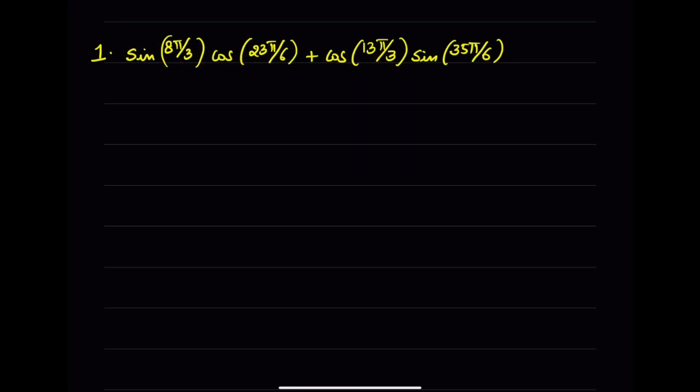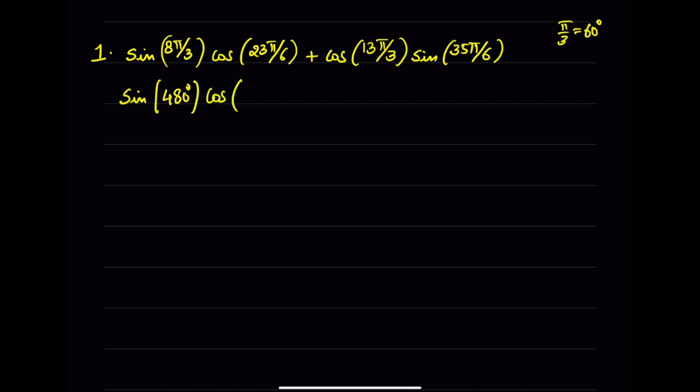Let us solve the first problem. Here let us change these trigonometric ratios to degrees so that we know which quadrant they belong to. It is easier to solve a question that way. So sine of 8 pi by 3. So pi by 3 is 60 degrees. So 8 times pi by 3 is 480 degrees.